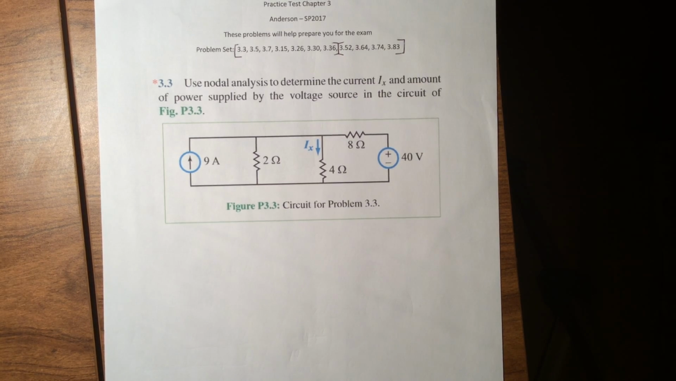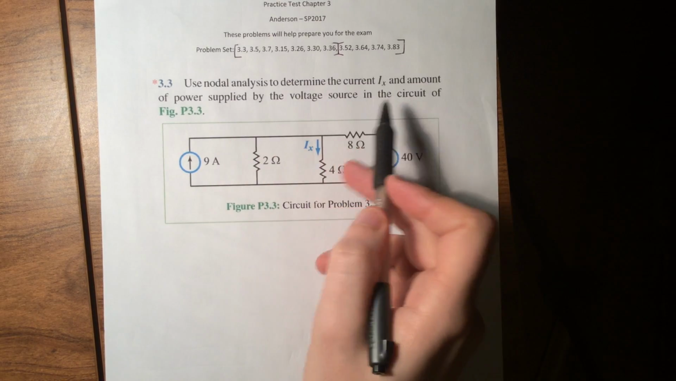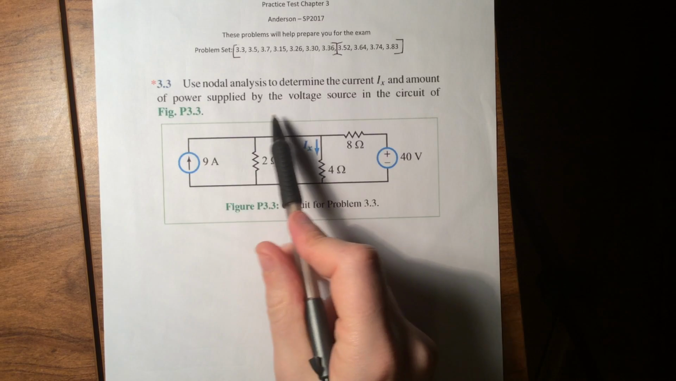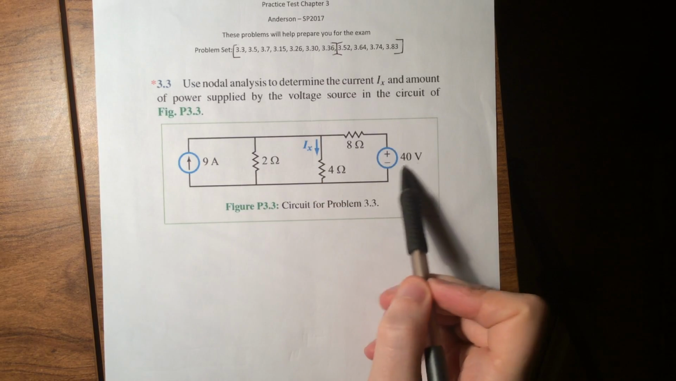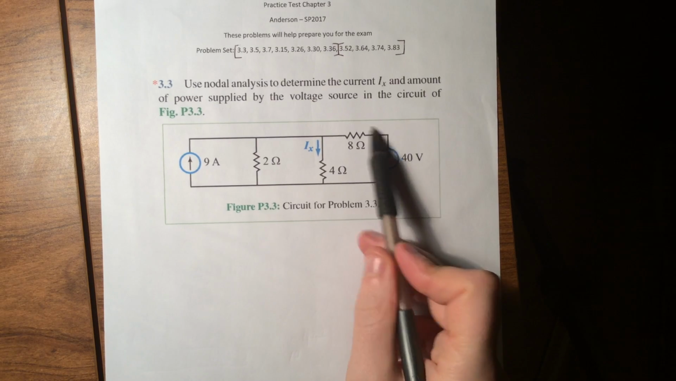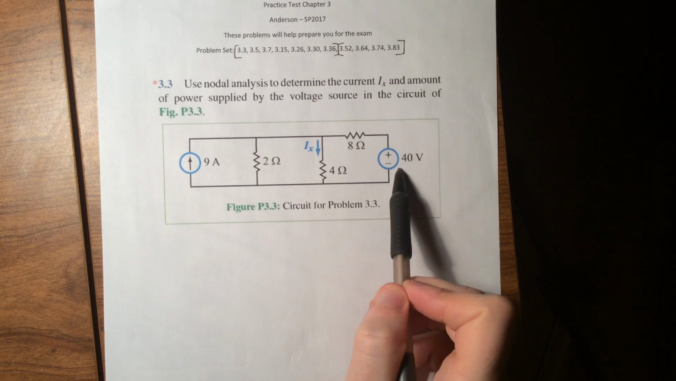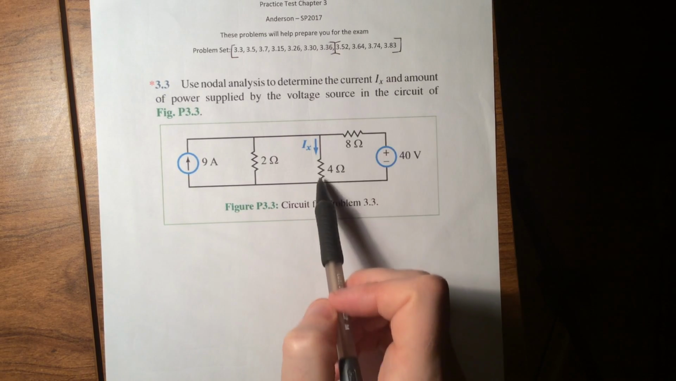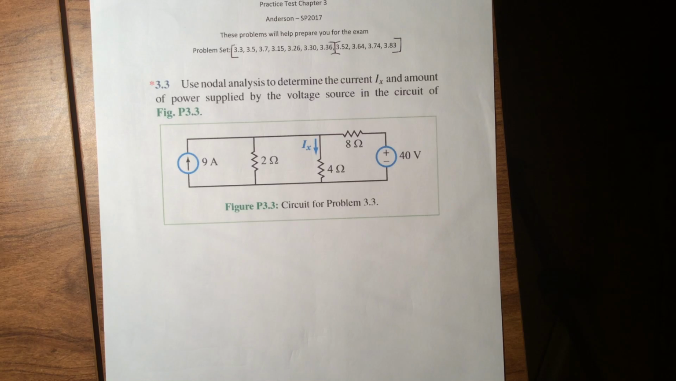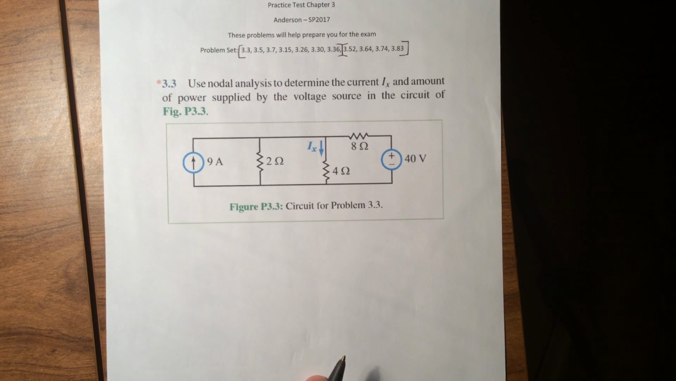Guys, let's solve this one, 3.3. For this problem, we're going to use nodal analysis to determine current Ix and the amount of power supplied by the voltage source and the current. To know the power, we've already got voltage. We need to know the current going through this wire here. So that's one thing we have to find. And then what's the other thing? Ix, which is current coming down here. All right, so let's solve this.